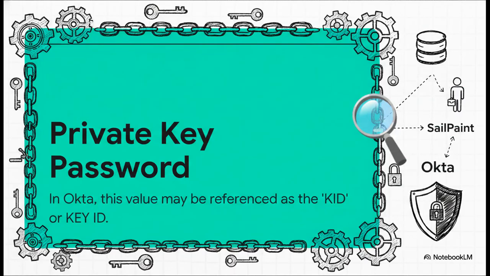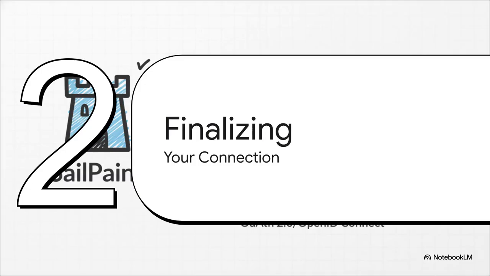And hey, here's a quick tip to save you a potential headache. The field here in SailPoint is called Private Key Password. But when you're over in the Okta interface, you'll probably see this value called the KID or Key ID. Don't let that throw you off. They're the exact same value, just with different labels. And just like that, you're through the hard part.